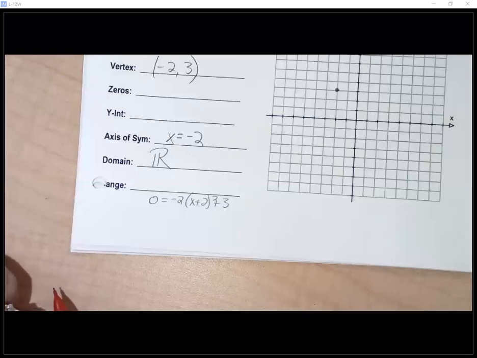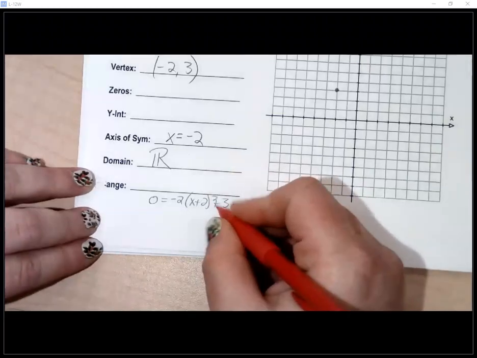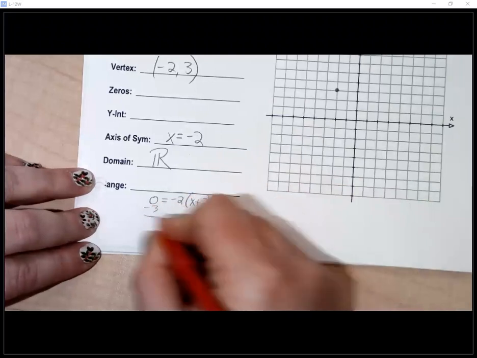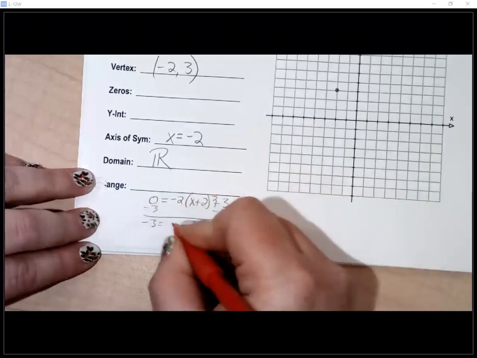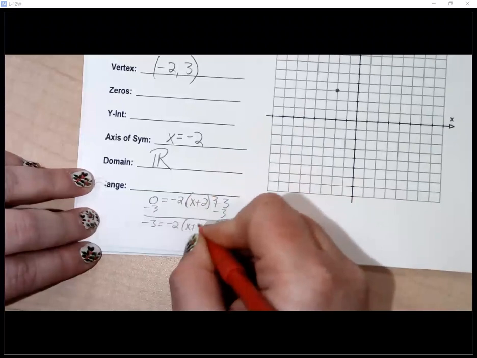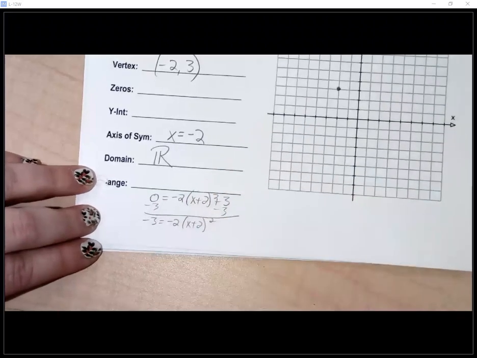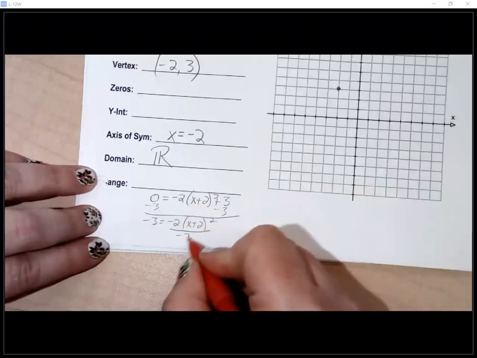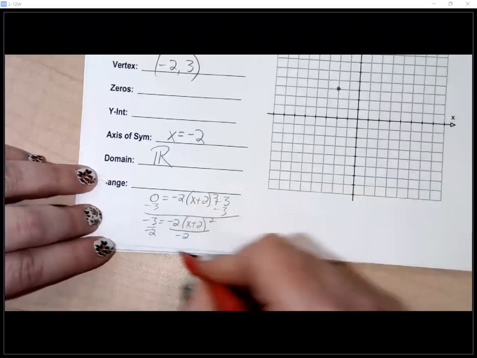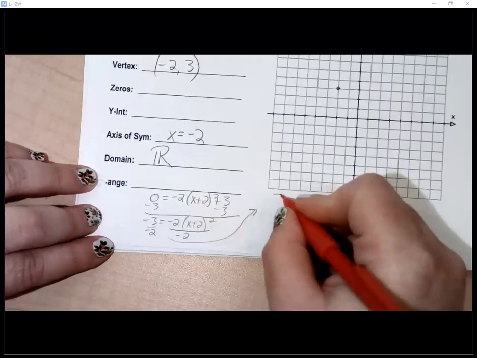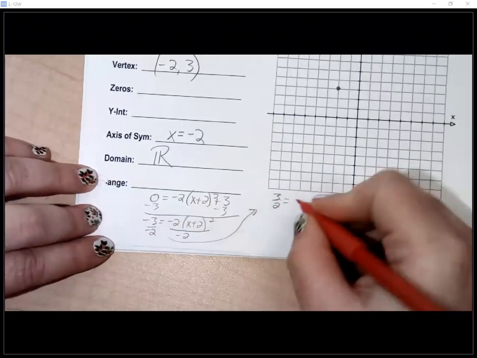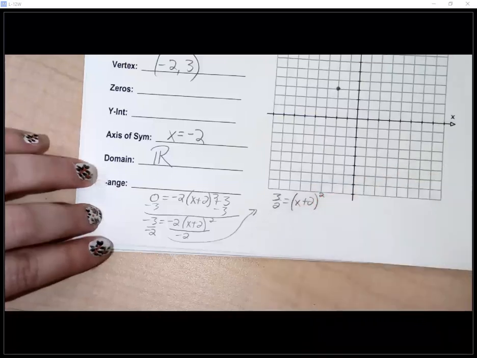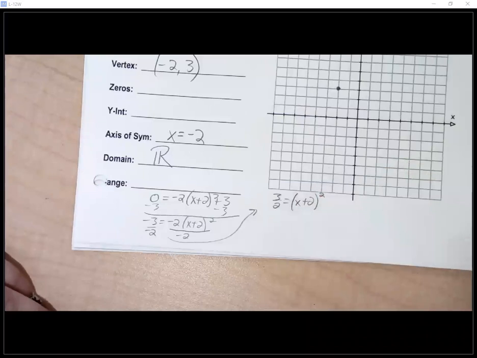Evan? Yeah, let's get the thing being squared by itself. So we can subtract 3 from both sides. And then I'd have to divide both sides by that -2. So now I'm going to move over here because I'm running out of room. So now I have 3/2 equals x plus 2 squared. And then what?